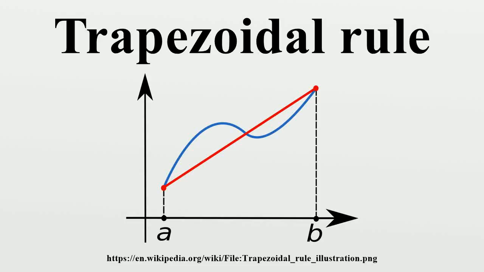In numerical analysis, the trapezoidal rule is a technique for approximating the definite integral. The trapezoidal rule works by approximating the region under the graph of the function as a trapezoid and calculating its area. It follows that applicability and alternatives.